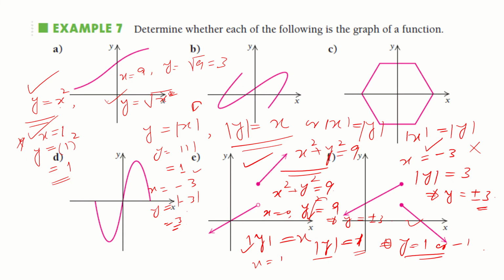So the conclusion is that for every value of x, the value of y must be unique if it is a function. If you could find one value of x for which the function value is repeated, we say the relation is not a function.